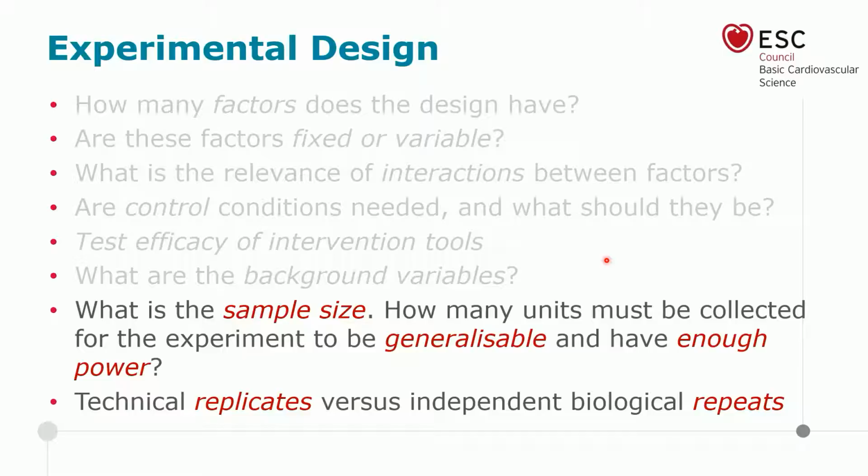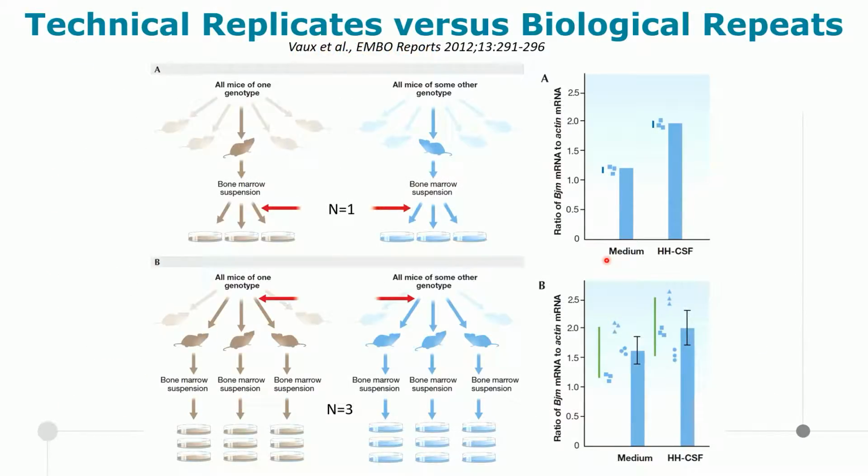So technical replicates, that's the final point I wanted to make, versus independent biological repeats. And that's a point, particularly when people are working with cell culturing, for example, and they have a source of cells, and they work from that.